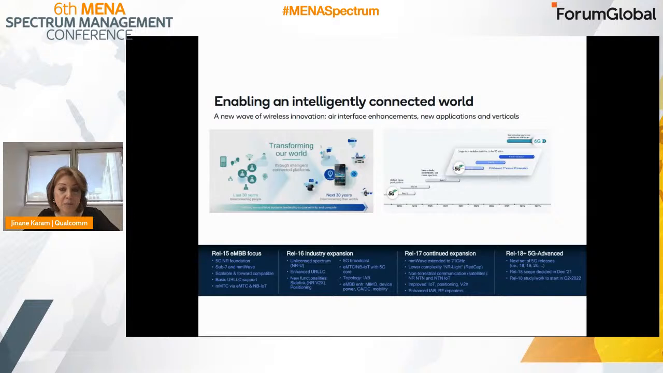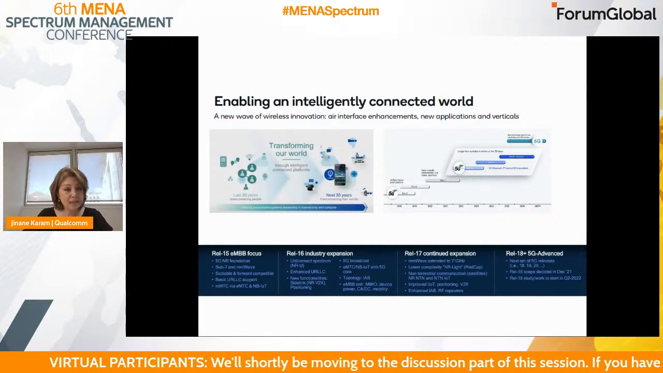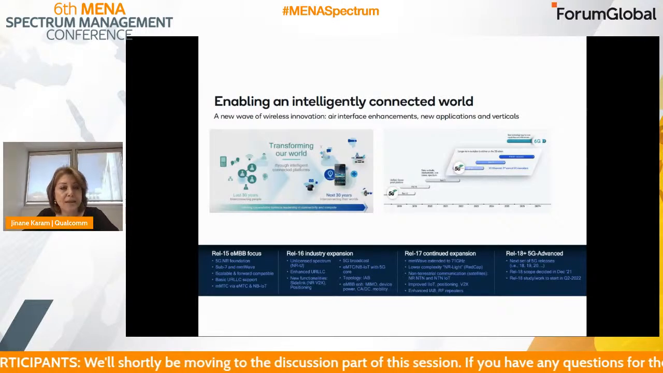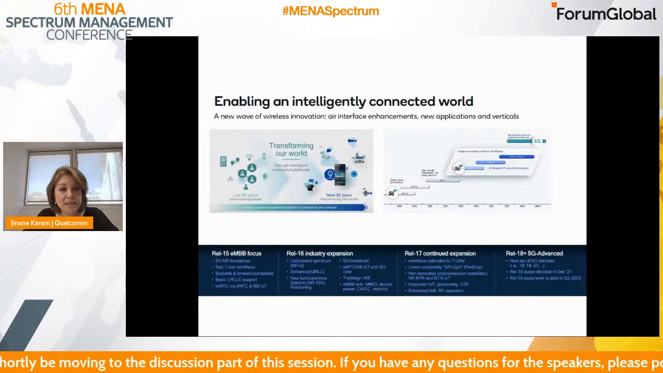And recently, in March 2022, 3GPP completed Release 17 with more industry expansion. In Release 17, we can see a new concept introduced, the new radio light, RedCap, reduced capabilities, which scales down 5G new radio for reduced complexity and lower power consumption. And this is very important for devices like high-end wearables, industrial sensors, smart grids.